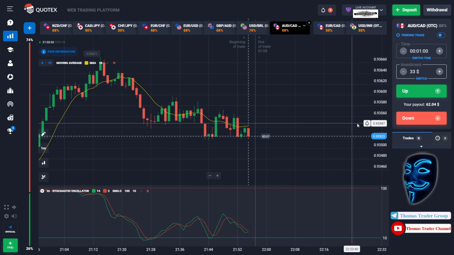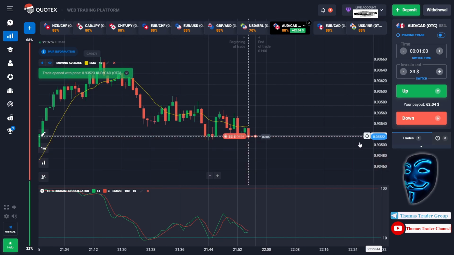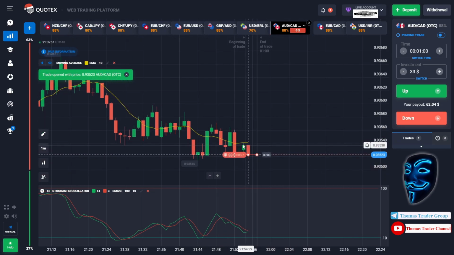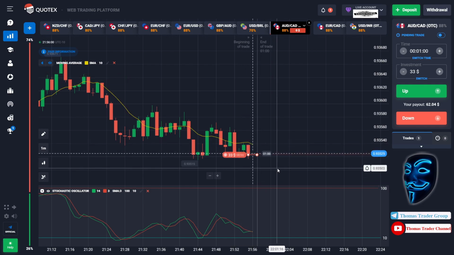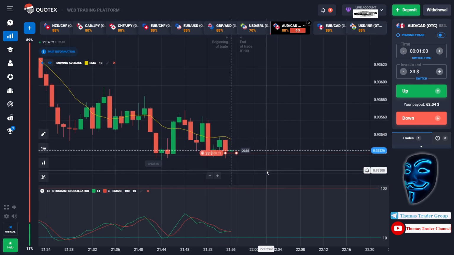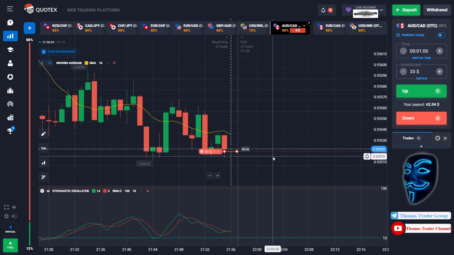But over here we still can open sell for 1 minute because I'm sure that the market will still continue the bearish trend after it made a rebound on the moving average line. Let's prove it and let's wait till the end of our trade.